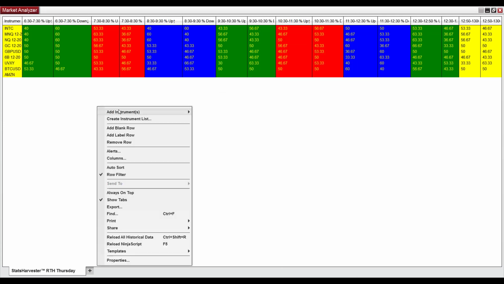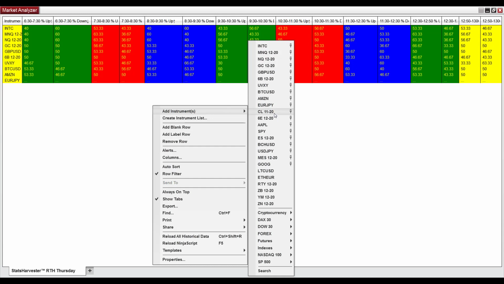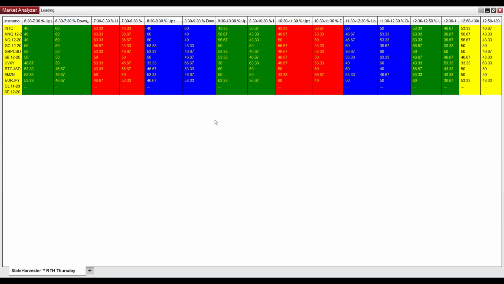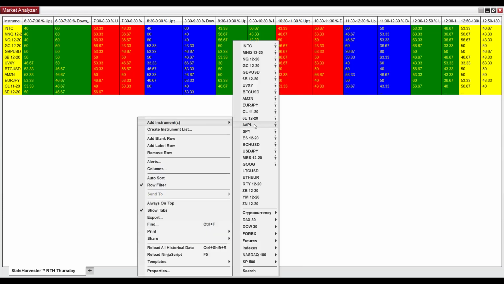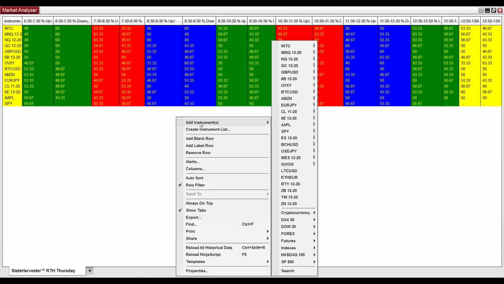So I have the template loaded. I have added all of the instruments that I'm considering potentially trading. You can add any instrument you like to this list. You can just right-click on Market Analyzer, click Add Instruments, click on, for example, SP500, and select all 500 instruments if you wanted to do that.